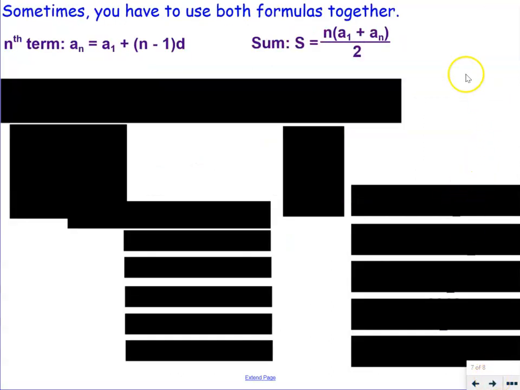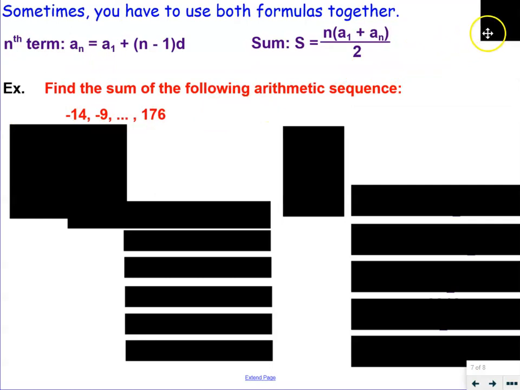All right. Sometimes they use both formulas together, the nth term formula and the sum formula. There's only 2 formulas for arithmetic sequences and series, so make sure you know these 2. But here's an example. Find the sum of the following arithmetic sequence. It starts with -14, then -9. It goes on all the way until you stop at 176.